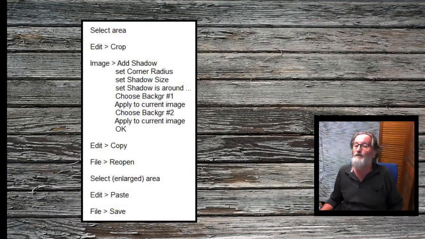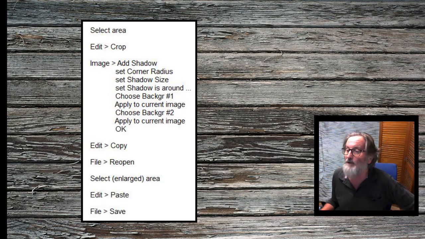Just to quickly run through the process again. Once we've loaded the whole image, we selected the area, used Edit Crop to cut out the piece to be highlighted. Image Add Shadow is the menu command that actually does the work for us. In there we set a corner radius, a shadow size, and the shadow position. Now, of course, once you've done these a couple of times, it's likely that Irfanview will have your previous settings there. So you could go direct to choosing your first background colour, apply to the current image, second background colour, apply it, OK, and it's done.